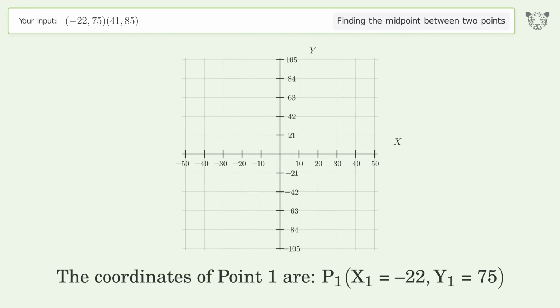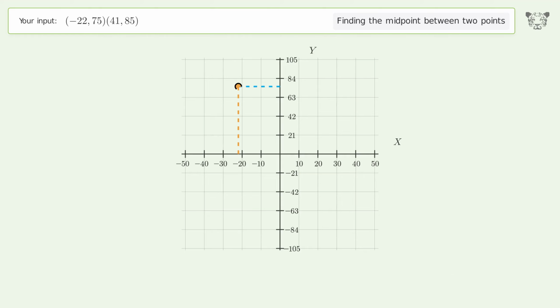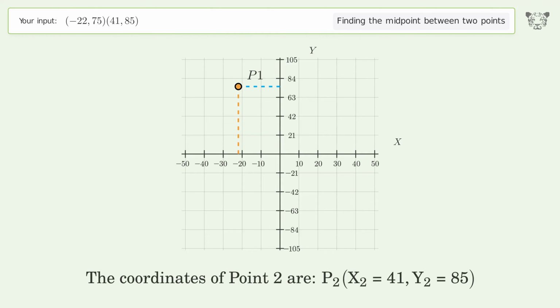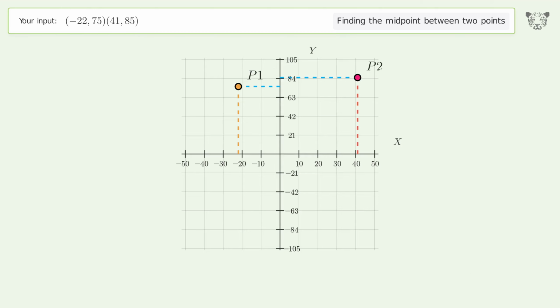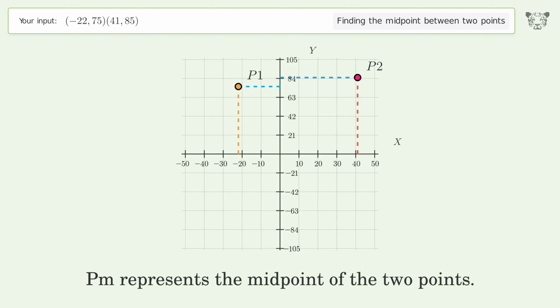The coordinates of point 1 are x1 equals -22, y1 equals 75. The coordinates of point 2 are x2 equals 41, y2 equals 85. PM represents the midpoint of the 2 points.